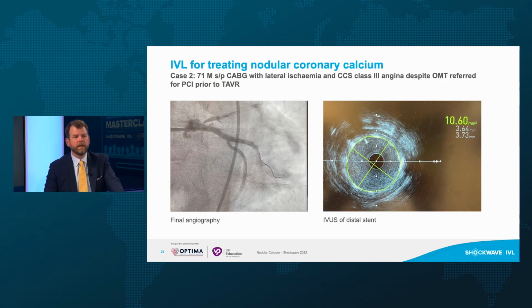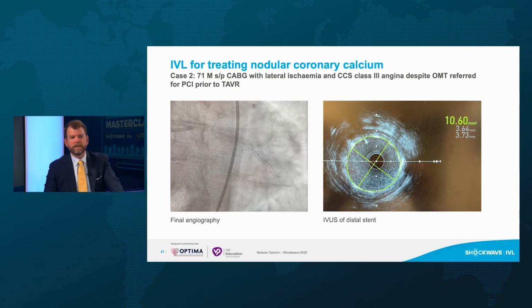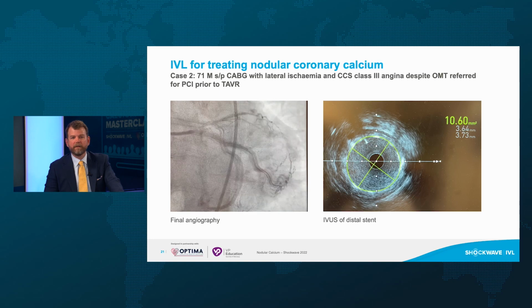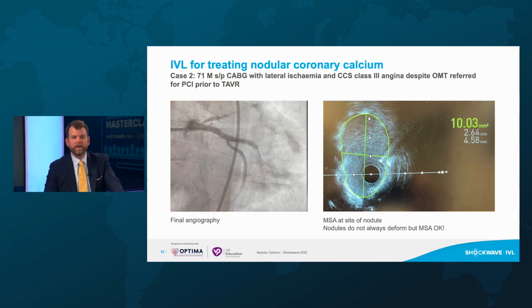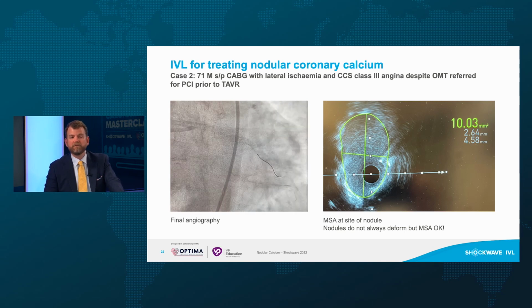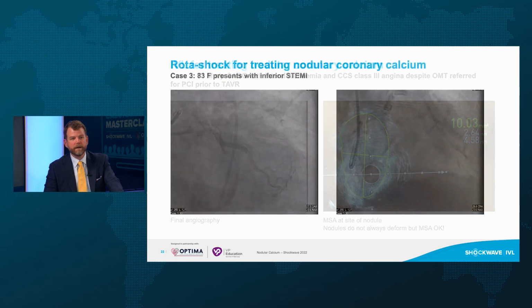We then went ahead with stenting, provisional bifurcation technique with the inferior OM there. And this is an interesting case where you don't necessarily have concentric expansion at the site. You can see here's the distal vessel. You really got a really good MSA there. But then when we come to the nodule, you see that there's not the deformation that we saw in the first case, but still with a really good MSA. And again, this is predictive of the patient having really good long-term outcomes there.